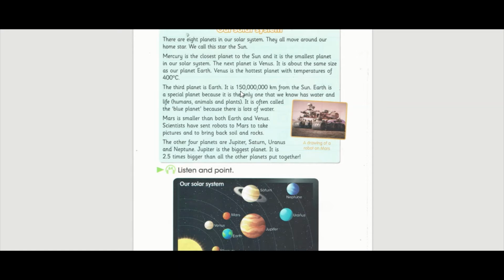It is 150 million kilometers from the sun. يعني يبعد عن الشمس 150 مليون كيلومتر. You see, here is the sun and here is Earth.